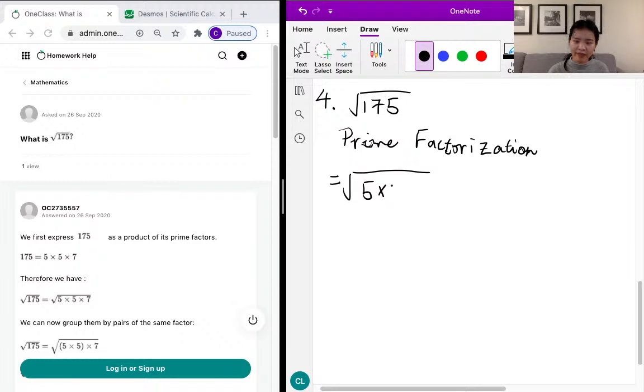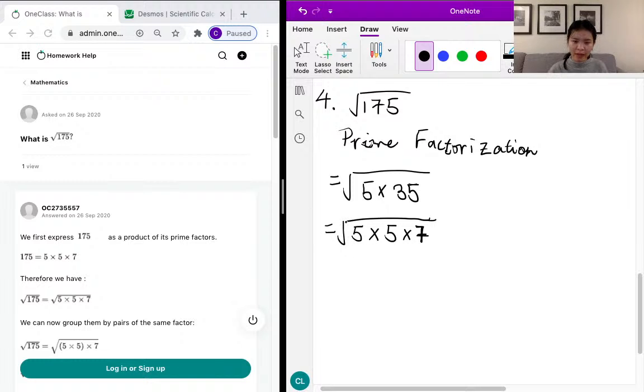And what is 175 divided by 5? Just doing it quickly, we know that it's 35. So we know 175 is equal to 5 times 35. Now, is 35 prime? Obviously not, because any integer that ends with 0 or 5 has 5 as one of its factors. I know that 5 times 7 equals 35. Now, is 7 prime? Yes, 7 is a prime number because the only factors of 7 are 1 and itself.